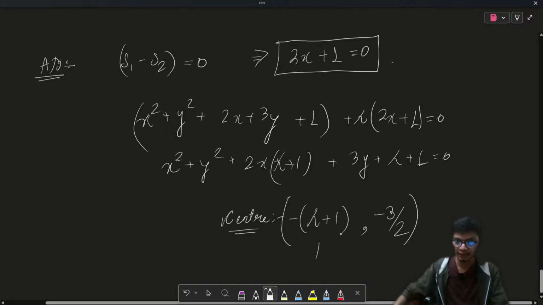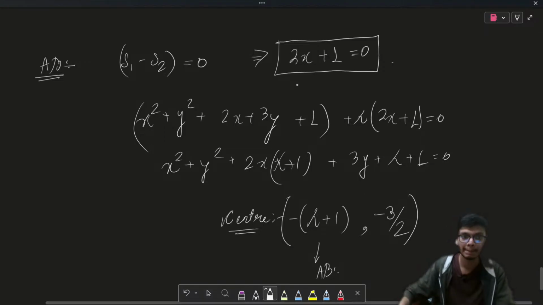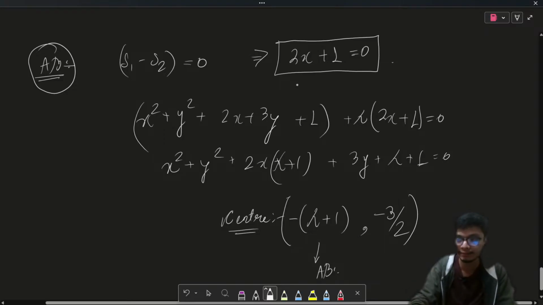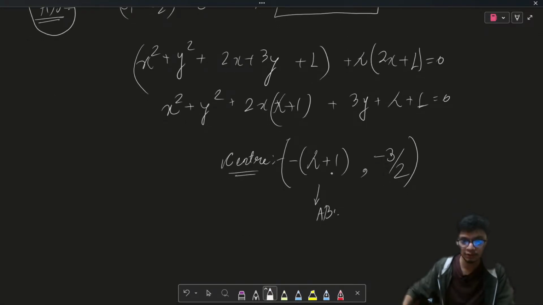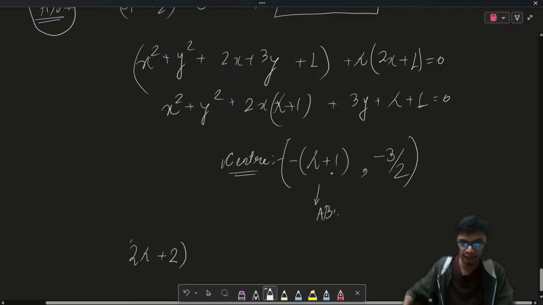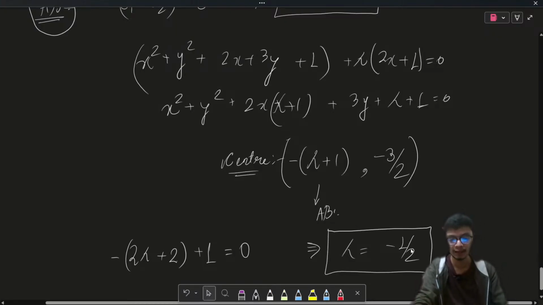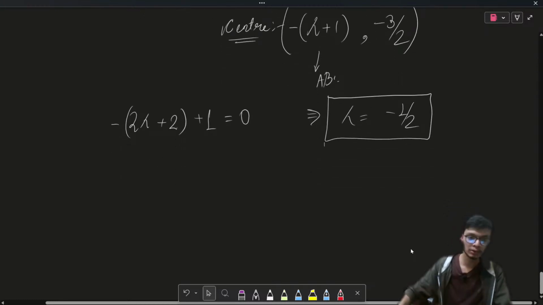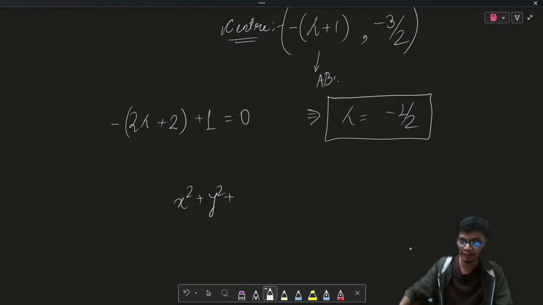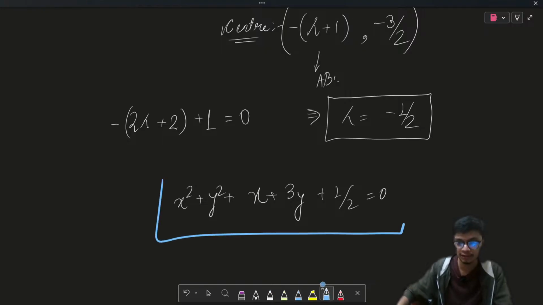Now the center will definitely lie on this line AB. So if we solve for this particular coordinate with this equation of the line AB, we will easily obtain the value of lambda, right? So that is basically going to be 2 lambda plus 2, and the minus sign will be outside, and that plus 1 equals 0. So from here we will get the value of lambda to be negative 1 upon 2, and therefore our required equation of the circle will simply be x square plus y square plus x plus 3y plus half equals 0. So that is the required equation of the circle.